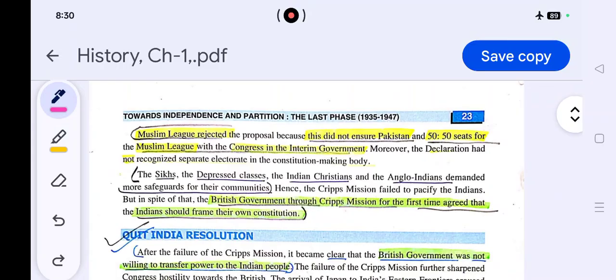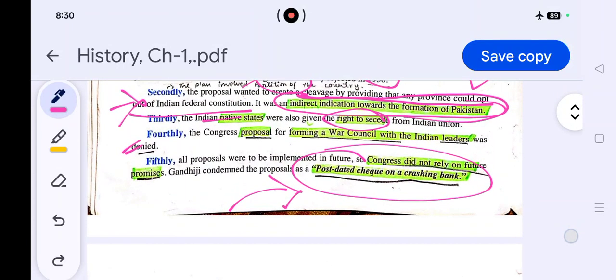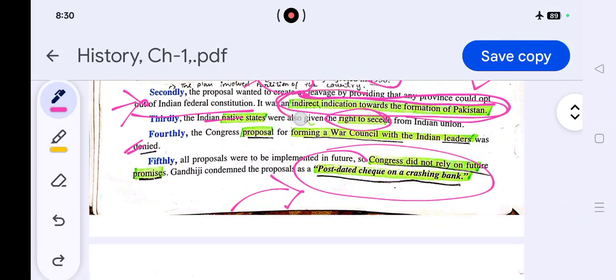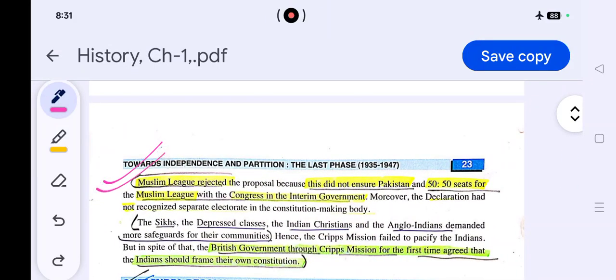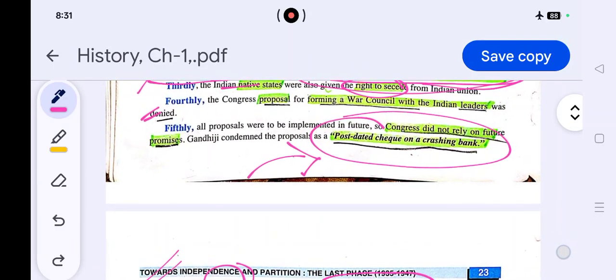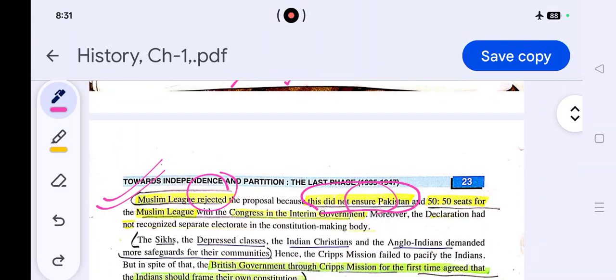Now, surprisingly, although there was an indirect indication towards the formation of Pakistan, the Muslim League also rejected this. Why? Because this did not ensure Pakistan. That is, there was an indirect indication, but there was no assurance.